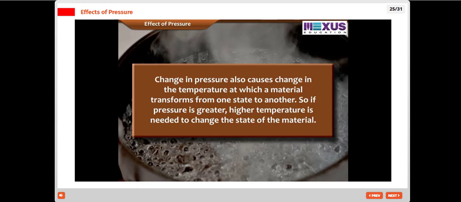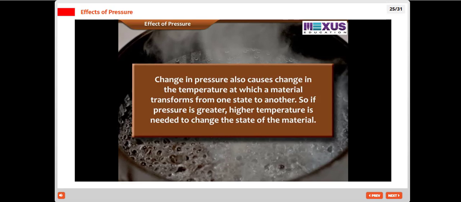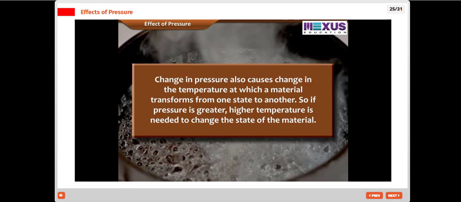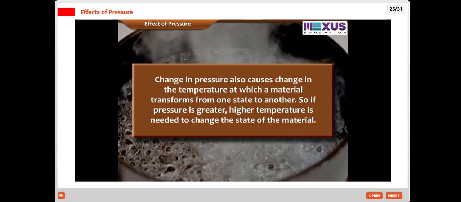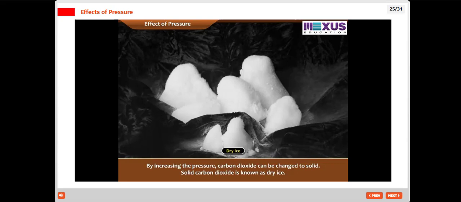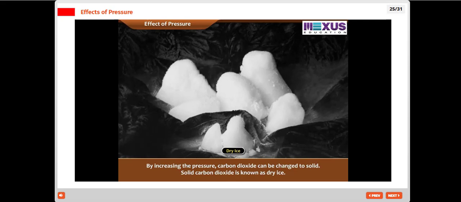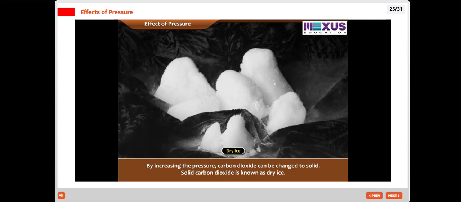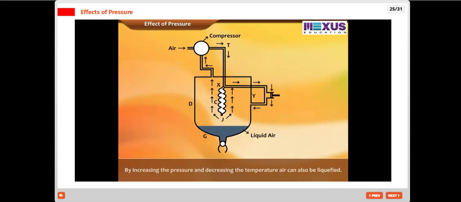Change in pressure also causes change in the temperature at which a material transforms from one state to another. So, if pressure is greater, higher temperature is needed to change the state of the material. By increasing the pressure, carbon dioxide can be changed to solid. Solid carbon dioxide is known as dry ice. By increasing the pressure and decreasing the temperature, air can also be liquefied.